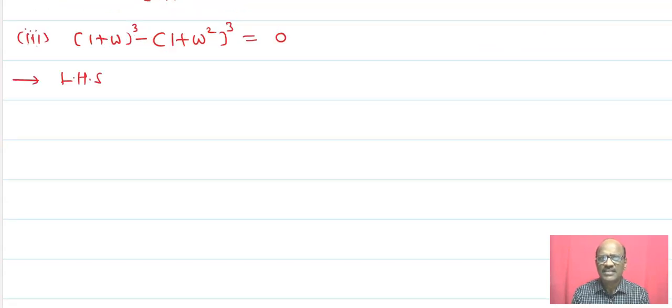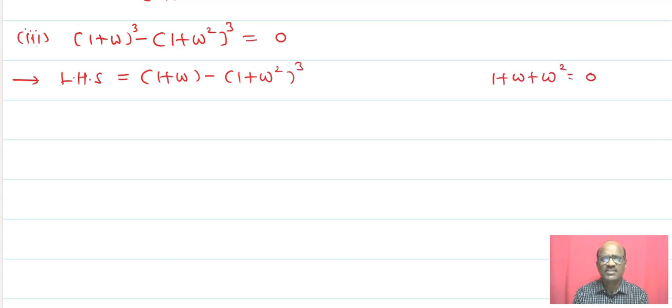In the next, that is in bracket 1 plus omega bracket cube minus 1 plus omega square bracket raised to 3, that is equal to 0. Therefore in the LHS, that is 1 plus omega in bracket cube minus 1 plus omega square bracket cube. Now again see this, 1 plus omega plus omega square is equal to 0. Now what is 1 plus omega? The value of 1 plus omega is minus omega square, because 1 plus omega and the omega square on the right hand side, it becomes minus.